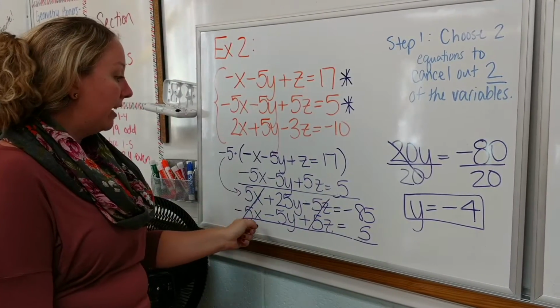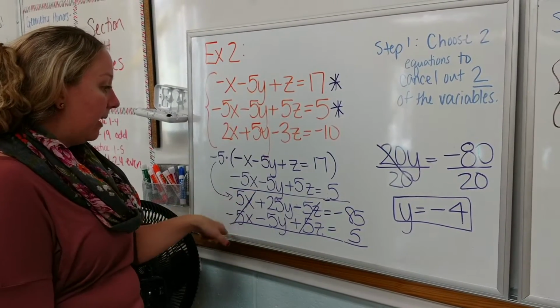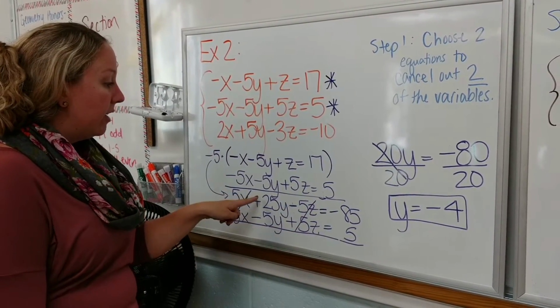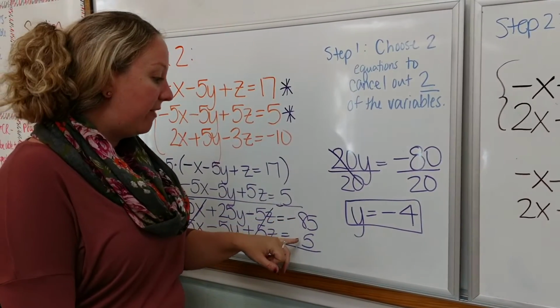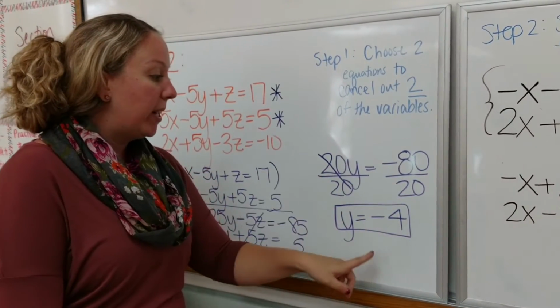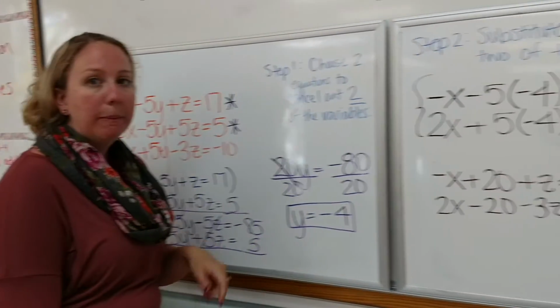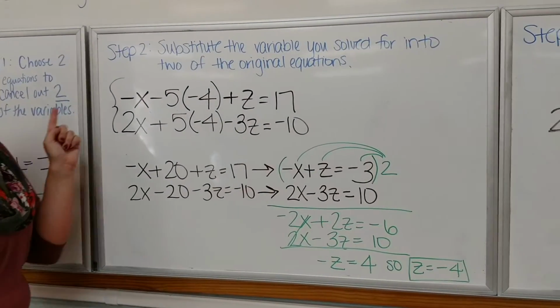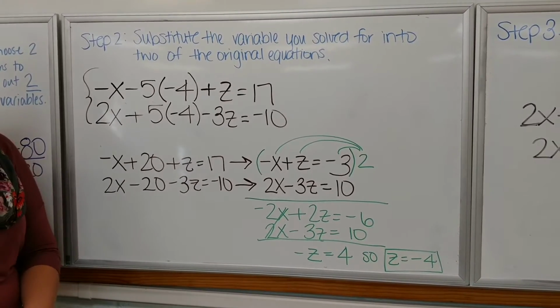Then I rewrote my second equation underneath here, where these x's cancel out, my z's cancel out. 25y minus 5y is 20y. And negative 85 minus 5 is negative 80. Dividing both sides by 20, I get y is equal to negative 4, and that's the first variable I solved for. Step 2 is to substitute that variable that you solved for into 2 of the original equations.